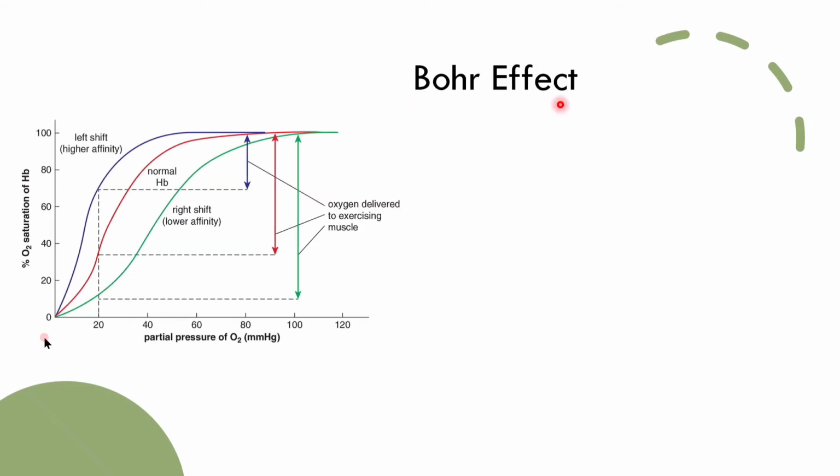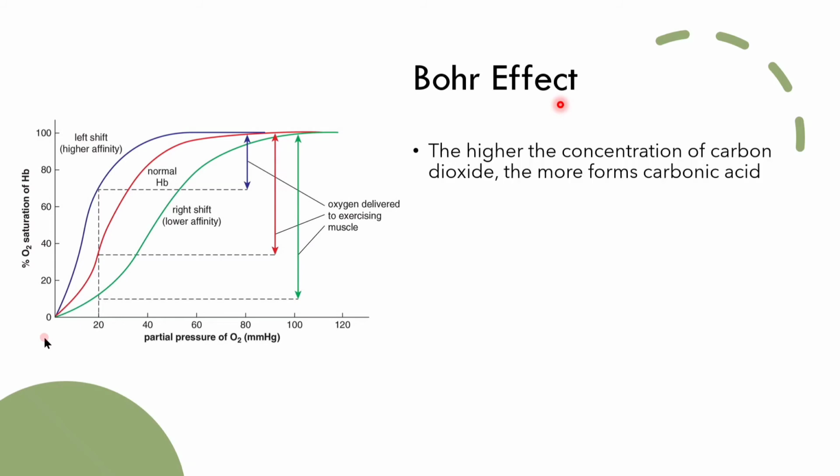And so we want to have a look at the Bohr effect. So the higher the concentration of carbon dioxide, the more dissolves to form carbonic acid. So carbon dioxide dissolves in our blood to form carbonic acid. And the more carbonic acid, the more we lower the pH of our blood, because pH is a measure of acidity, and the lower the pH, the more acidic. So if we have more carbon dioxide, we have more carbonic acid, so we lower the pH more. So the higher the concentration of carbon dioxide, the lower the pH.